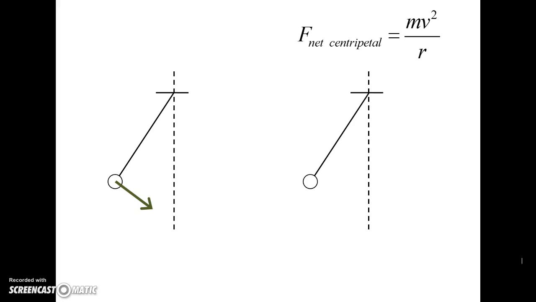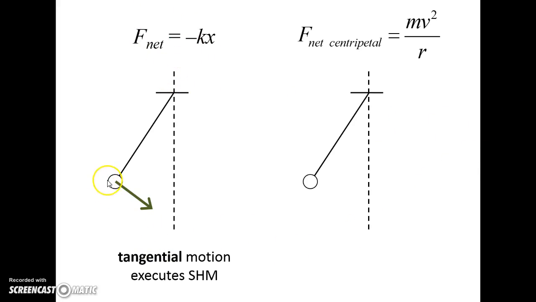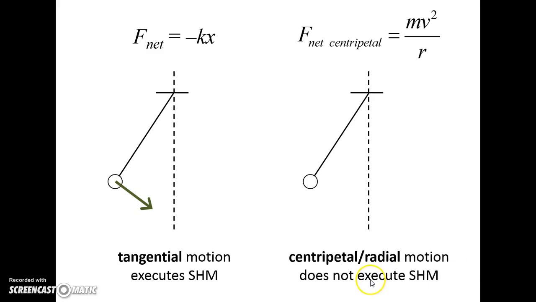So there's two different things happening. There's this restoring force, but there's also this centripetal force. So what's the deal with this? What's going on? Well, only this motion of the pendulum, only this component, satisfies simple harmonic motion. We call it the tangential motion. And the other part, the centripetal part or radial part, does not execute simple harmonic motion. We call this the tangential motion because it's tangent to the circular path. So only one component of the pendulum executes simple harmonic motion.